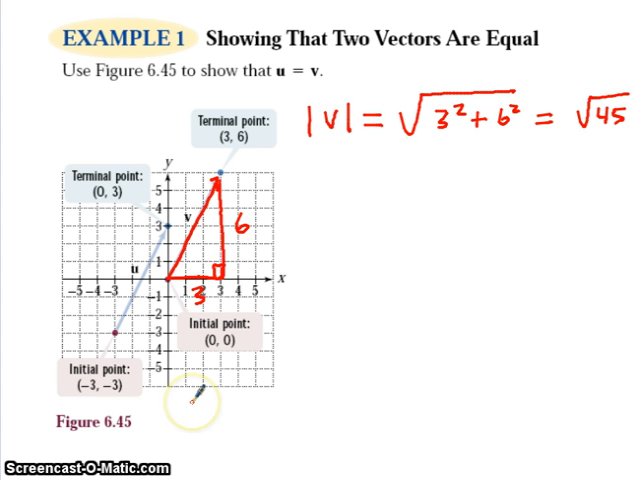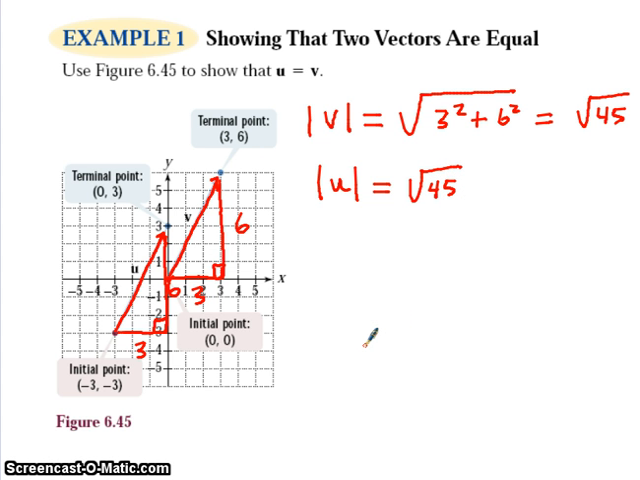So in order to figure out the magnitude of the other, we do the same exact thing. We want to figure out that length there, and so I'm just going to make a right triangle, and the distance from here to here, that's a 3, that's a 6. So once again, we're going to end up with a magnitude of square root of 45. So we know the lengths are the same.